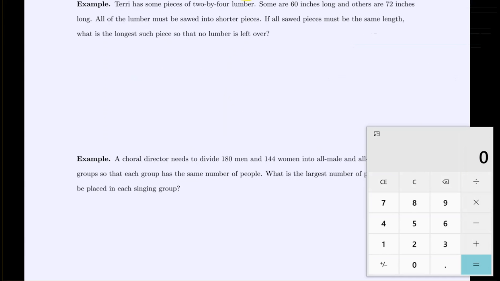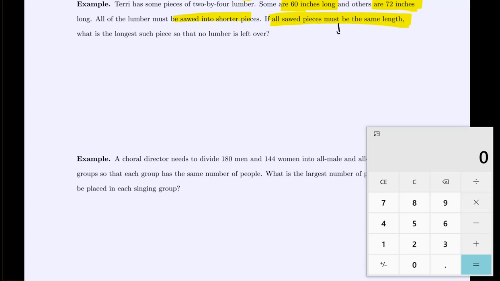Now in this section we have some word problems that are always related to the greatest common factor. Let's read through and talk about why it's the greatest common factor, and then we'll go through and solve it just as we solved other greatest common factor problems. So it says that Terry has some pieces of 2x4 lumber. Some are 60 inches in length, others are 72 inches, so different sized pieces of lumber. All the lumber must be sawed into shorter pieces, and we want all the sawed pieces to be the same length.